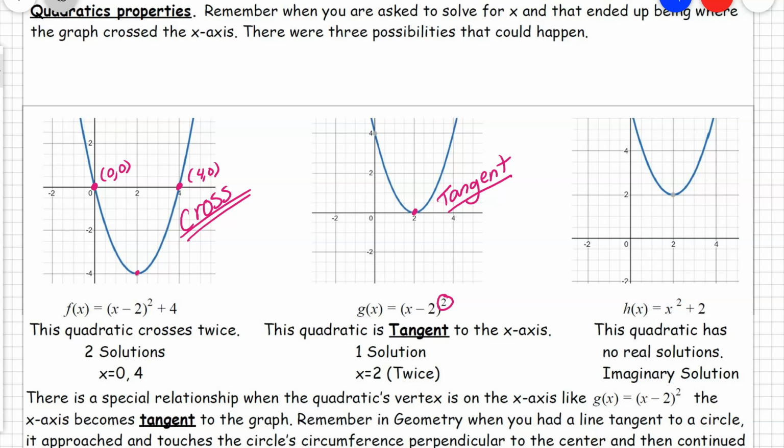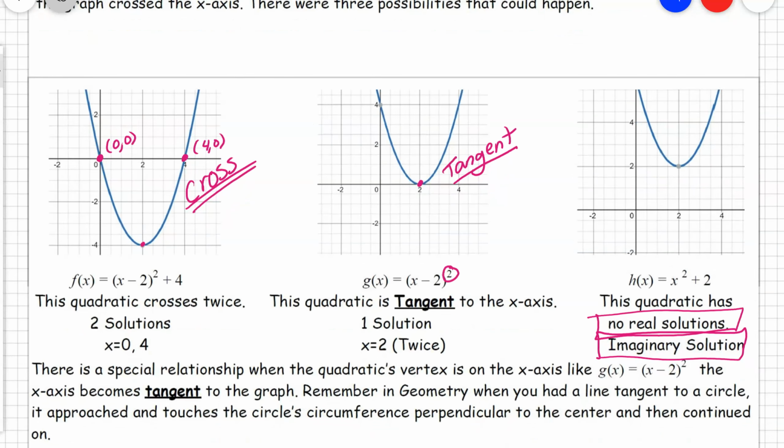Okay, now if it never touches the x-axis at all, this is going to be no real solutions, and this is going to be our imaginary solution, and we talked about that as well. So you might end up with a complex number for the solutions, and we'll talk about that later on, but we would say no real solutions.